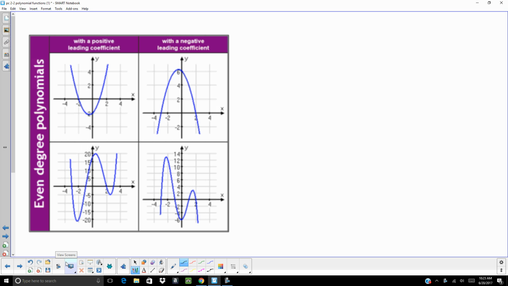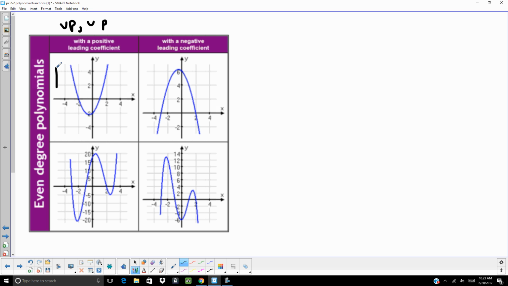So we've kind of talked about end behavior before, but I'm going to go over it again, and this is probably not going to be the last time you see something like this. The first graph that you have here, we've got even degrees for this first column, and this is with a positive leading coefficient. So the end behavior here is up, up.